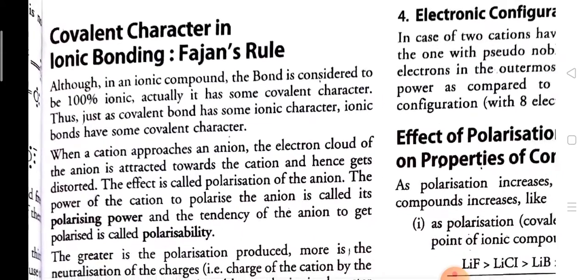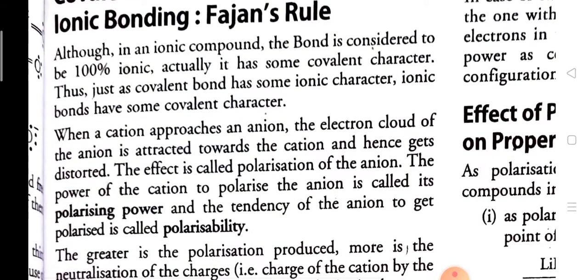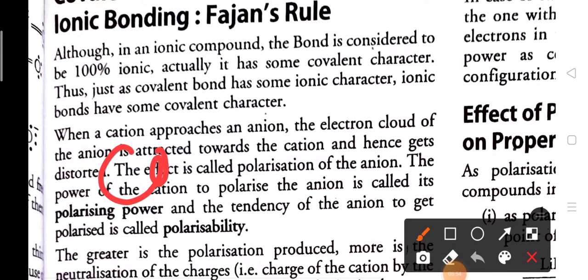Now next is the covalent character in ionic bonding, or we can say the Fajans rule. Although in an ionic compound the bond is considered to be 100% ionic, actually it has some covalent character. Just as a covalent bond has some ionic character, ionic bonds have some covalent character.